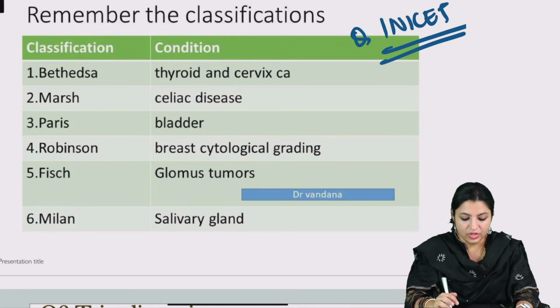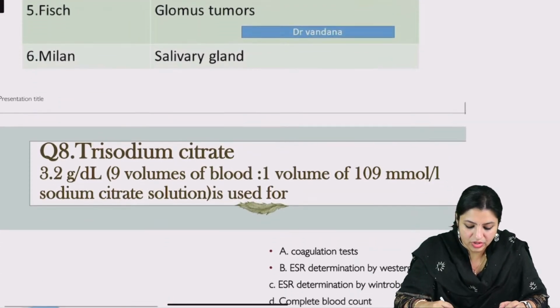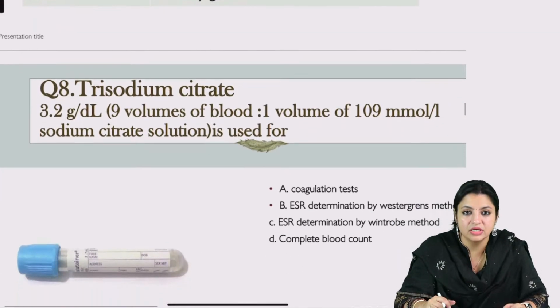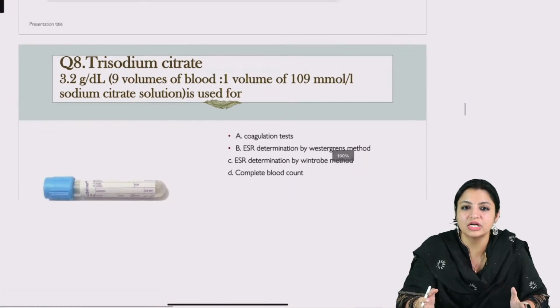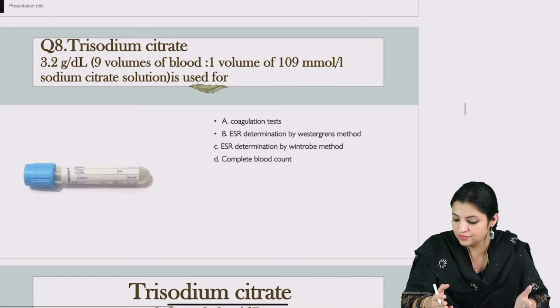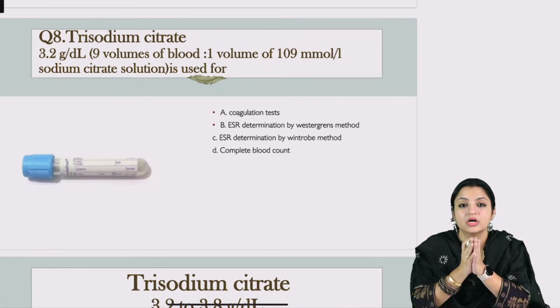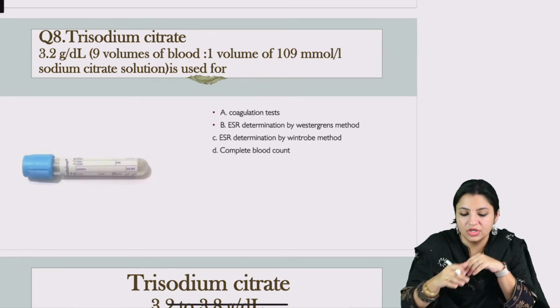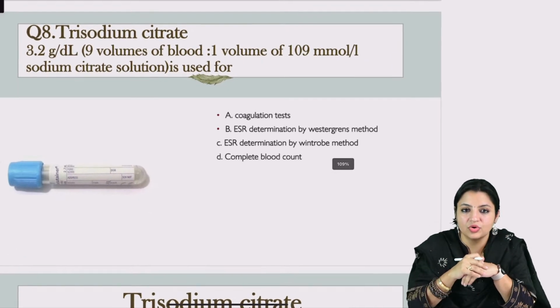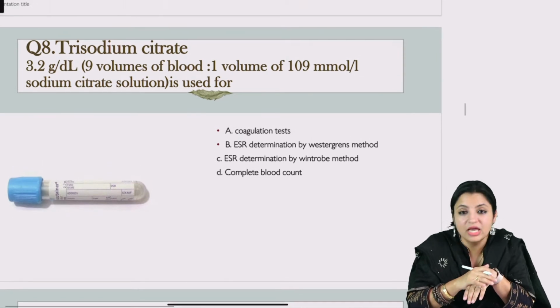Right. Now here is the question. Trisodium citrate, that is 3.2 gram per deciliter, used in the concentration of 1:9, is used for, a very important question again which is asked in your exam. Where do you use this anticoagulant? Very important question and a googly question also.